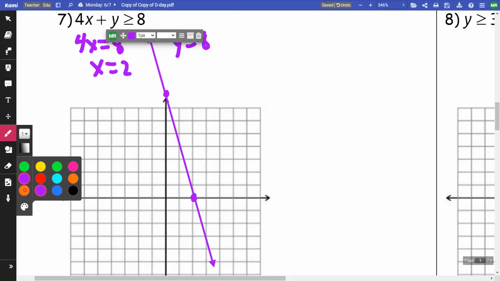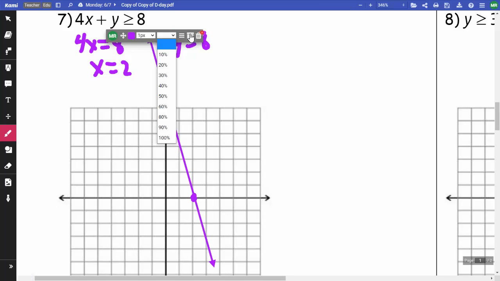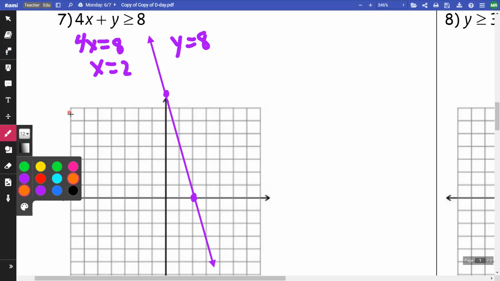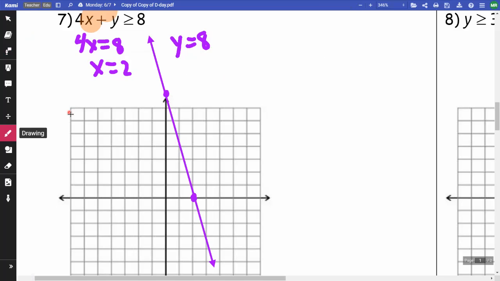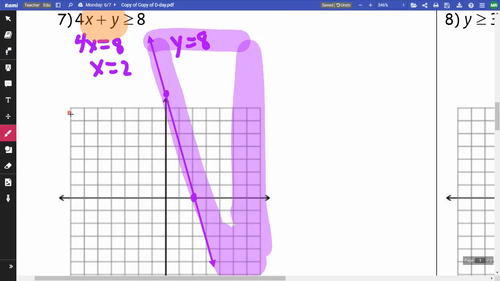Now I need to decide if I'm going to shade above or if I'm going to shade below. So if I'm reading this, and hold on, let me just get off of this. Okay, if I'm reading this, and you want to be careful, okay? You want to be careful because this is not in the Y form, but this is a positive Y. So that means I'm not going to change the direction of my inequality because I'm not going to divide by a negative. So this is greater. So greater is going to be here. I'm going to shade everything here. That's going to be my answer.